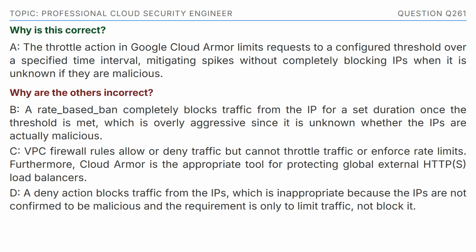C. VPC firewall rules allow or deny traffic but cannot throttle traffic or enforce rate limits. Furthermore, Cloud Armor is the appropriate tool for protecting global external HTTP/S load balancers. D. A deny action blocks traffic from the IPs, which is inappropriate because the IPs are not confirmed to be malicious and the requirement is only to limit traffic, not block it.